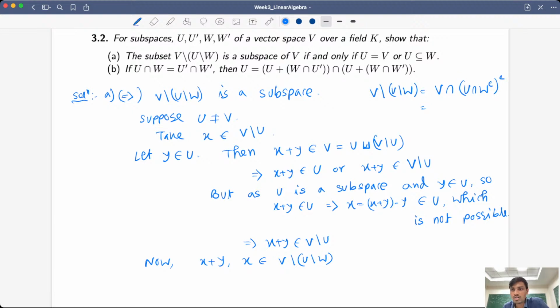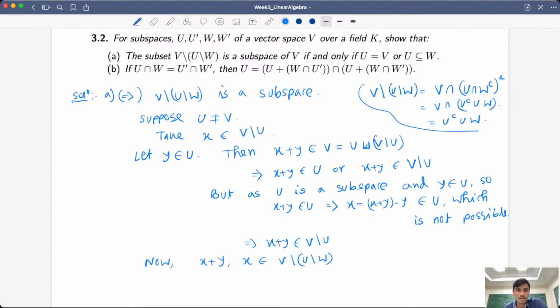Now by De Morgan you know that U intersection W complement, whole complement, is the same as U complement union W. So this is V intersection U complement union W, right? So every element belongs to V. Anyway, U and W are all subspaces of V, so this intersection is nothing but just U complement union W.